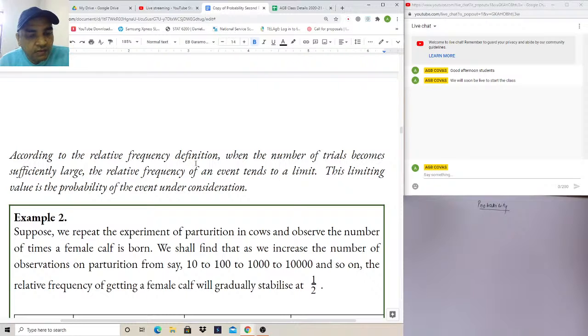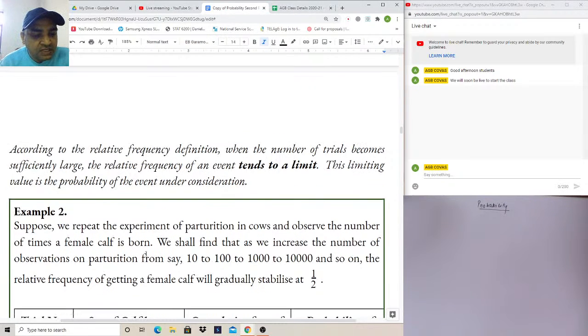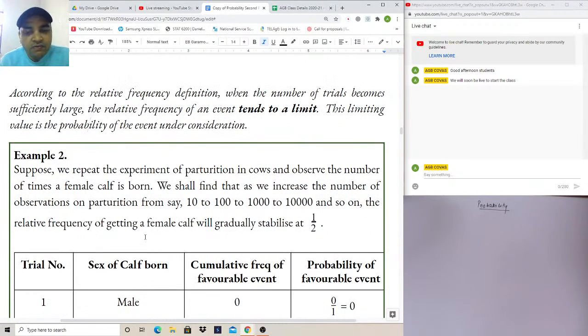According to the relative frequency definition, when the number of trials becomes sufficiently large, the relative frequency of an event tends to a limit, that is, it gets stabilized, and this limiting value is the probability of the event under consideration. Now we will try to understand this with an example.